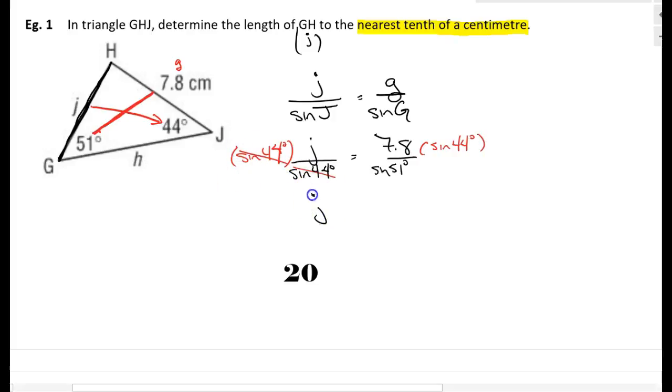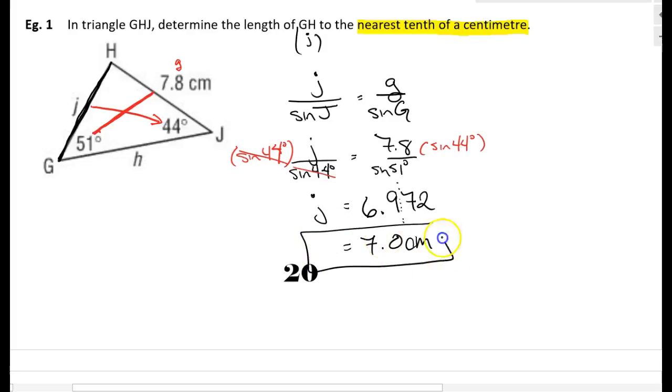And we end up with J, and you're just going to plug this all in. So I get that J equals 6.972, but because my question asks specifically for the nearest tenth, that's only one decimal place, so I'm going to round it off after the 9. 7 rounds up, and so my final answer is actually going to be 7.0 centimeters. I put the 0 there so that I'm still accurate to the tenth. And then to fit our description in the question, I'll say it's equal to GH. And that's all it is.